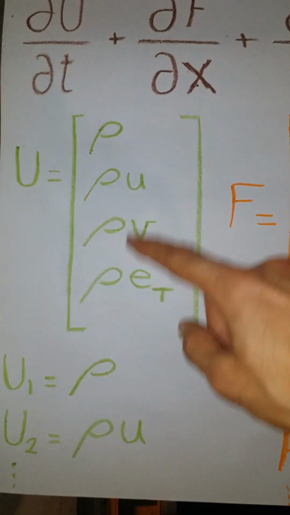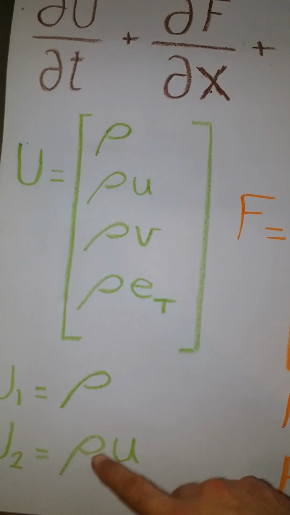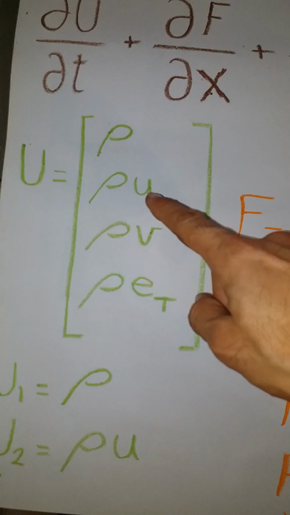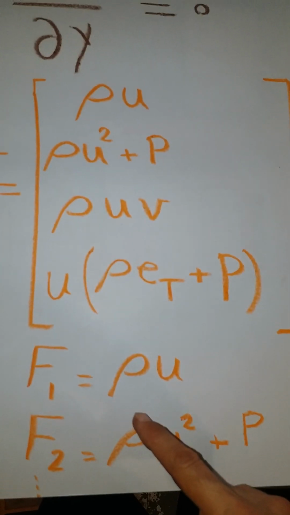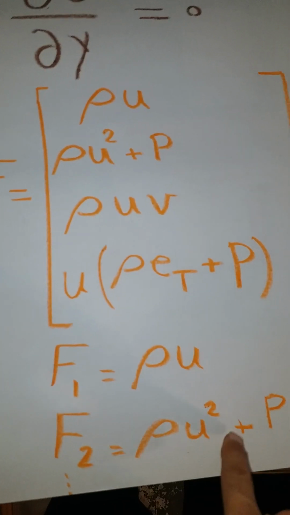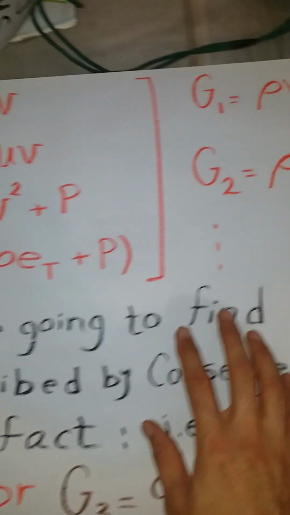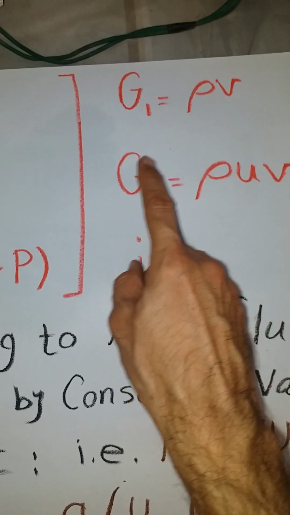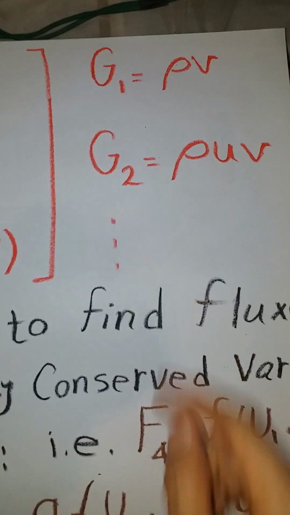Well, if we name the elements, for example, the first element of U is rho, the second one is rho multiplied by U, and so on. And for F, the flux in x direction, we have the elements just like these. And for G, as you can see, these are the elements, and if we put them in order and number them, this is the form.